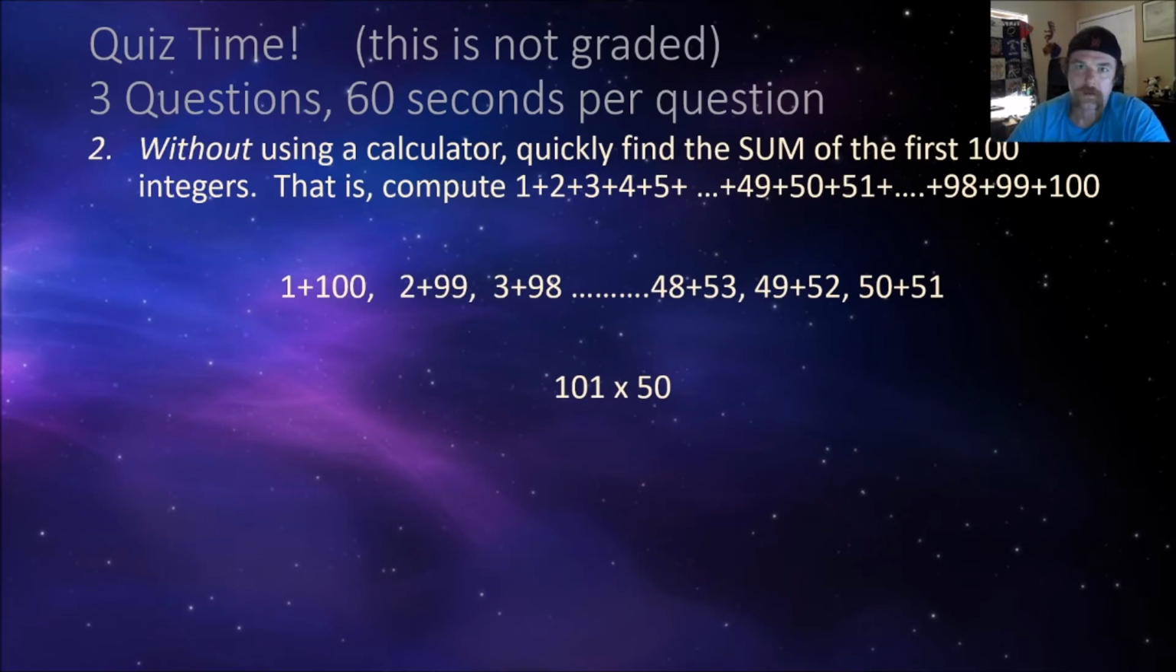How many times would you have to do that? Well, how many pairs are in 100? There's 50 pairs. So 50 times 101, some of you might be able to do that in your head, but hopefully we can all do that in less than 60 seconds. Scratch that down on a piece of paper real quick, and the answer is 5,050. So if you think outside of the box and don't just try to add 1 plus 2 plus 3, this problem is definitely solvable in less than 60 seconds.